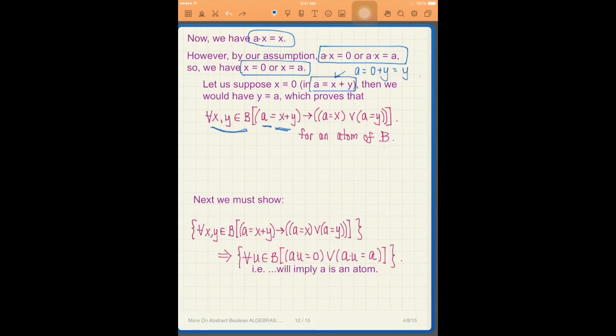So now what do we have to show? Now this was an if and only if proof. So now we show that for every two elements X and Y in the Boolean algebra, if A equal to X plus Y means that A is equal to X or A is equal to Y, so we're going to assume that's true. Then this should imply that for every element in the Boolean algebra, just one element we're going to call U here, the multiplication of A times U is going to give you back 0, or the multiplication of A times U is equal to A. In other words, it's going to imply it's an atom, and this is A not equal to 0.